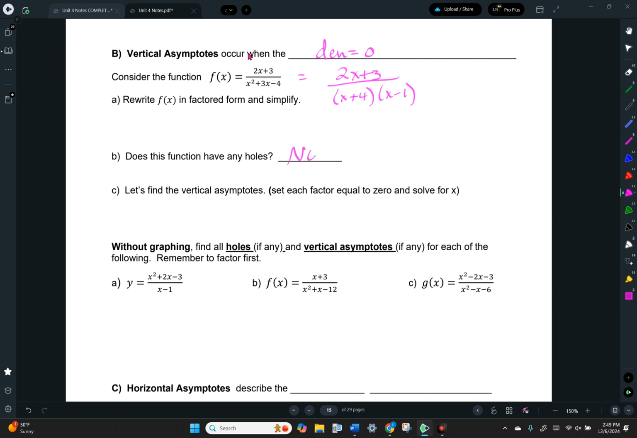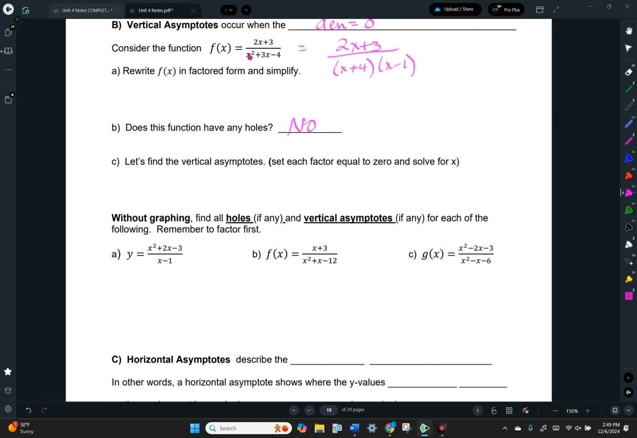That means there are no holes. But what about vertical asymptotes? So you look at the denominator. There's an x plus 4 factor and there's an x minus 1. Well, the denominator would equal 0 either if x equals negative 4 or if x equals 1, right? Those are two places that would make the denominator equal 0. So that means that these are your vertical asymptotes.